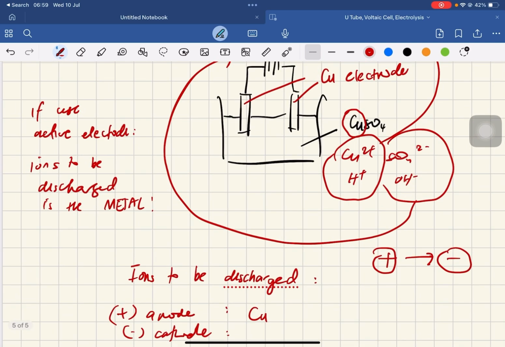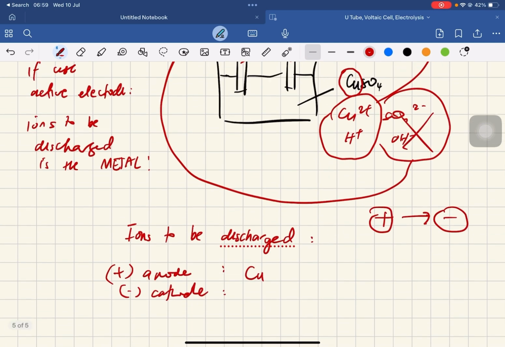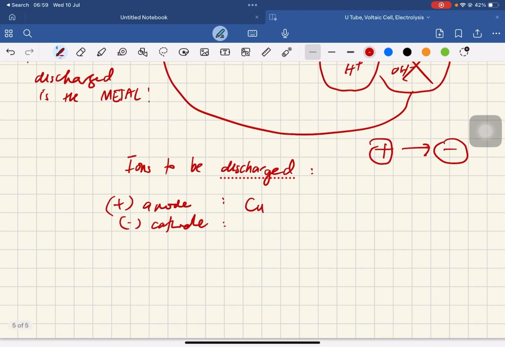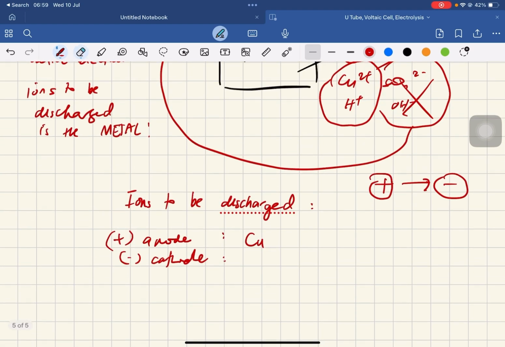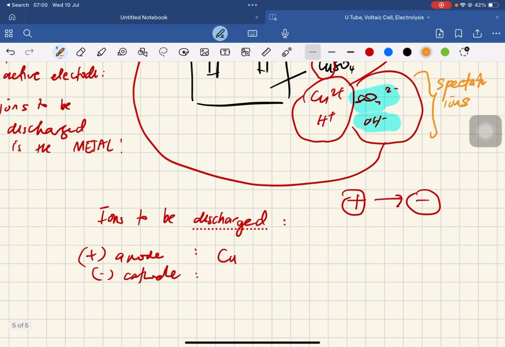At anode now, kalau kita dah tak apply dah this one. Okay, so tadi kita tak guna the one here, tak guna langsung. Why? This is what we call as spectator ion. They just spectate. It's just going to be there for the sake of it. So they call it spectator ions, just spectate.